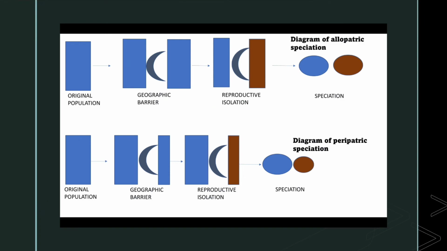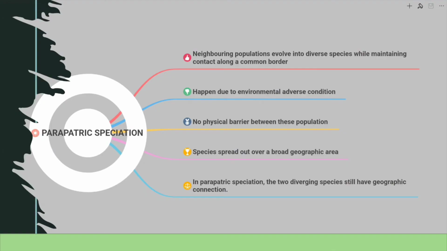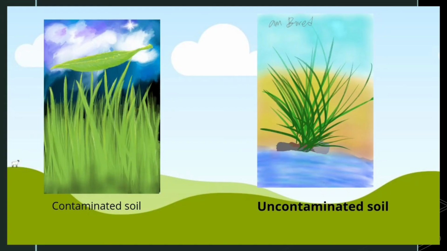Next, parapatric speciation. So what is parapatric speciation? In parapatric speciation, populations are not isolated by a geographical barrier, and they are living in the same geographic area, and it occurs due to environmental variation in conditions.